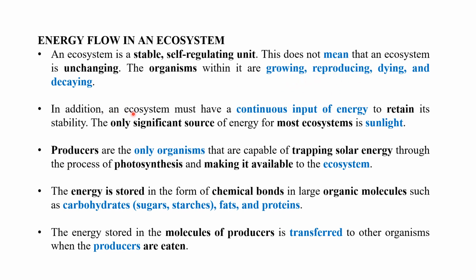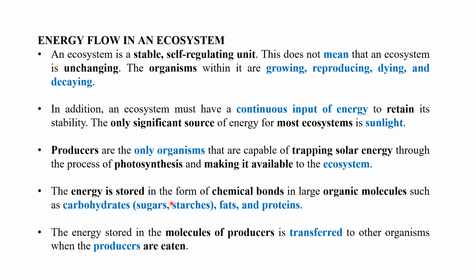In addition, an ecosystem must have a continuous input of energy to retain its stability. The only significant source of energy for most ecosystems is sunlight, because producers produce their foods with the help of sunlight. Producers are the only organisms that are capable of trapping solar energy through the process of photosynthesis and making it available to the ecosystem.